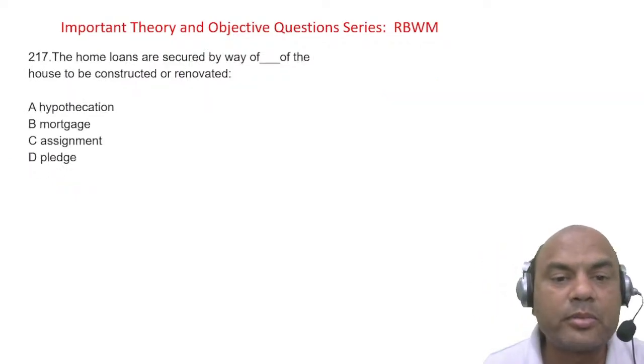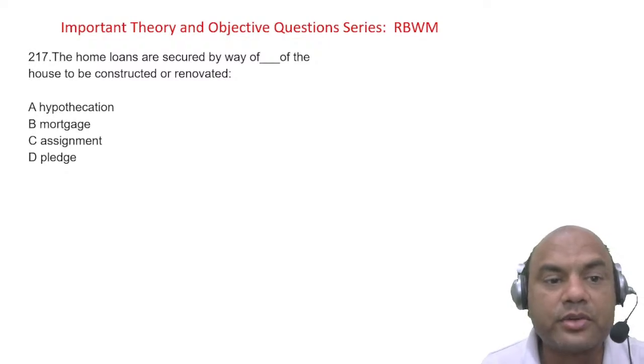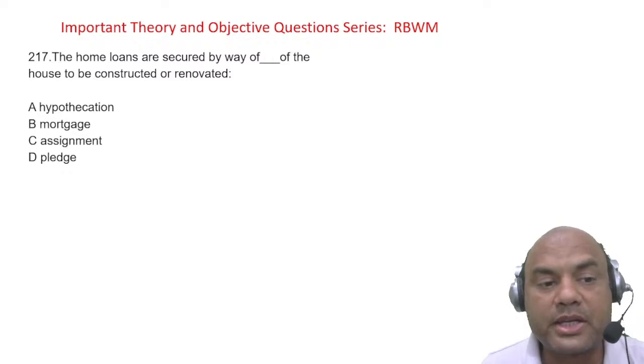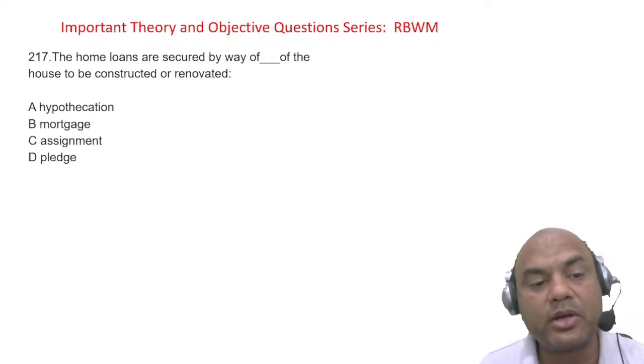The home loans are secured by the way of dash of the house to be constructed or renovated. So what do we do in home loans? Do we do the hypothecation? Do we do the mortgage? Do we do the assignment? Do we do the pledge?